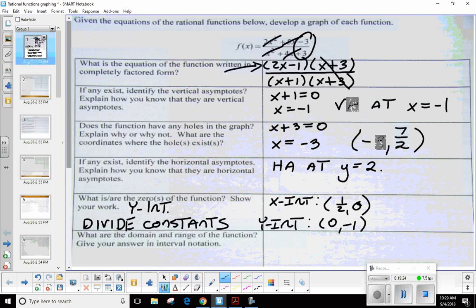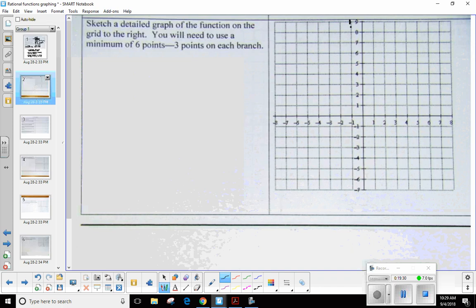Okay, then let's take all this information and put it together. So my vertical asymptote was at -1. All right, so on this grid right here, let's start, here's -1. Now, where was the horizontal asymptote? 2. Now, here's the thing on this.